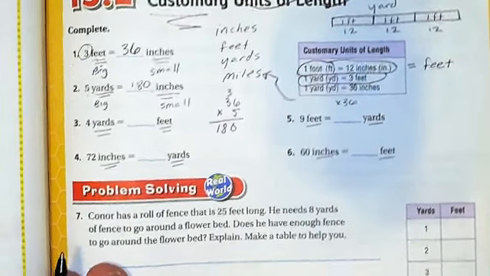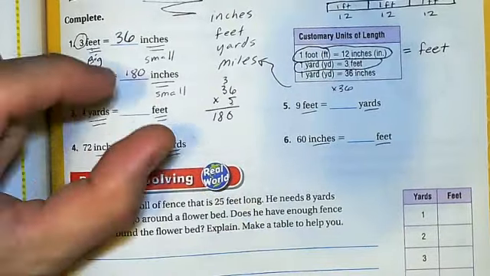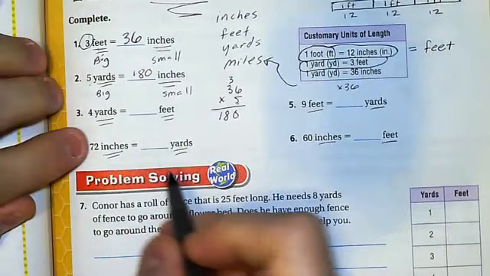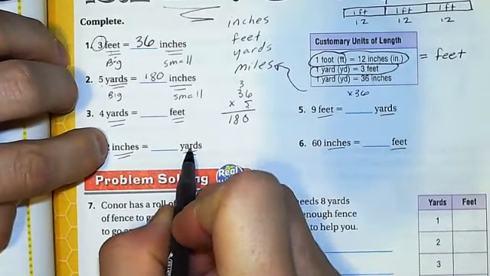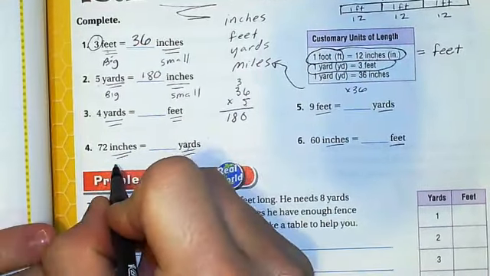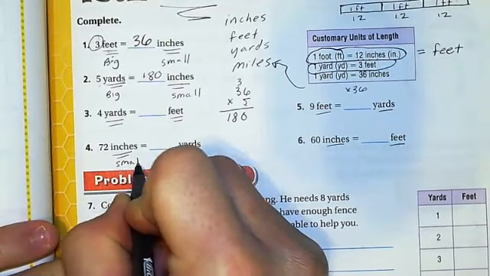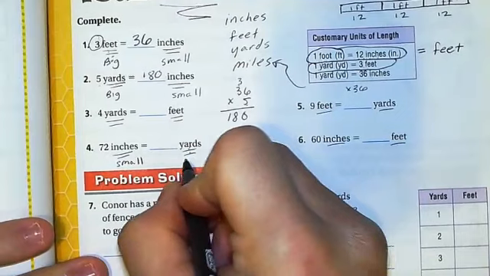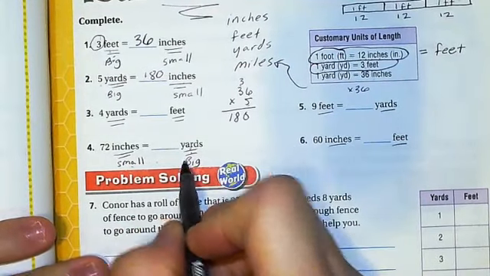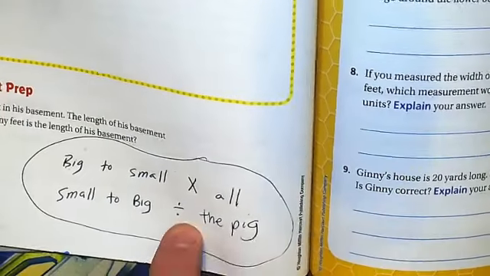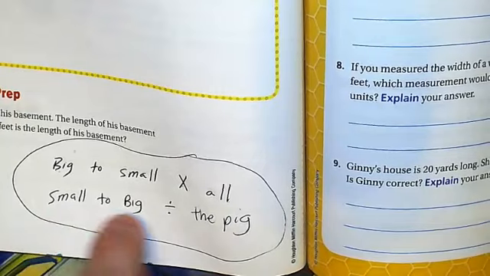So look at number 4. Number 4 is different because they gave me inches. Now remember, I'm not really worried about the number right now. They gave me inches and they're wanting me to go to yards. This time, they gave me a smaller unit and I'm going to the bigger unit. So this time I'm going small to big, which is divide the pig. And the pig doesn't mean anything. It rhymes.